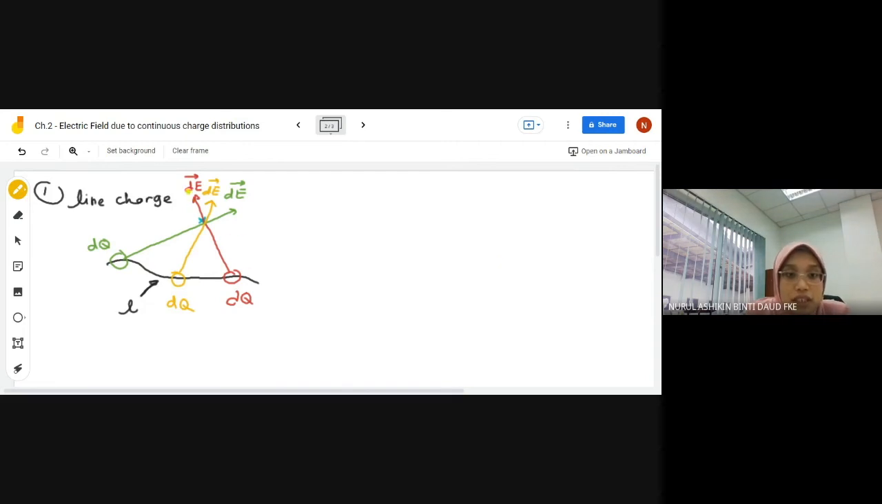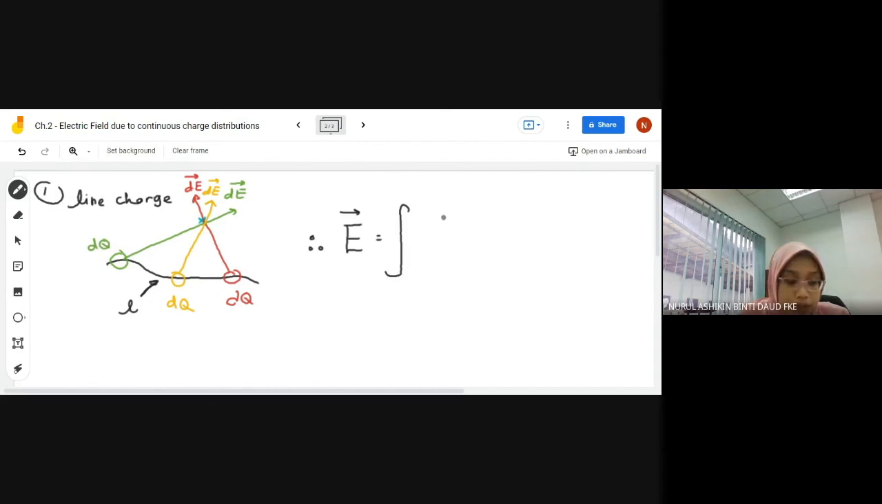So in order to find the total E for this line charge, since it is continuous, the total is actually an integral instead of a sum. Why an integral? Because it is continuous. That is why in the last topic, when finding the force, we also used the integral. Since it is continuous, we use an integral.